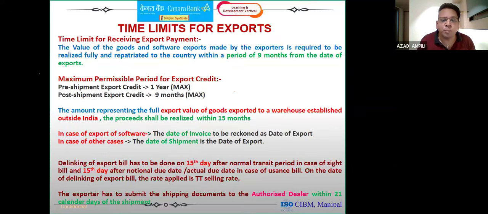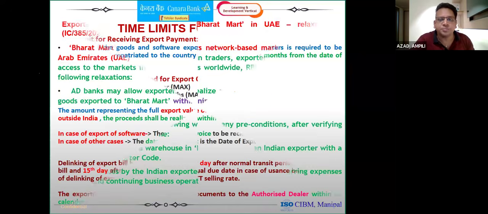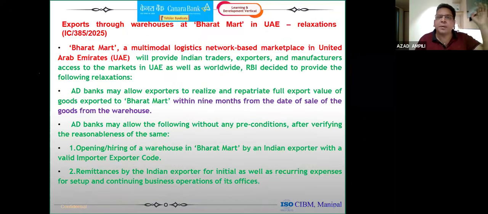And delinking of export bill has to be done on the 15th day after the normal due date. See, delinking means one bill you have discounted, but funds are not coming from abroad. So one day it should be cancelled. That cancellation we will call crystallization of bill or delinking of export bill. Now, pre-shipment you got to know is 1 year or 12 months. Post-shipment is 9 months, but with a warehouse abroad it is 15 months. Now, one more circular came, 385/2025.